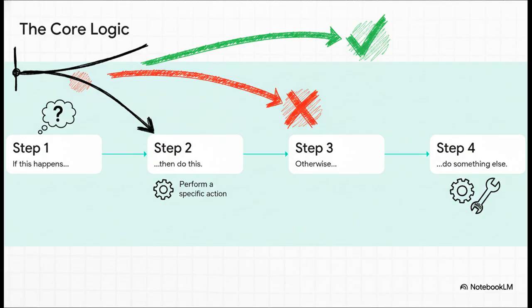It all boils down to this. If this one thing is true, then you do this specific action. Otherwise, well, you do something else entirely. This simple if-then-else idea, it's the foundation of pretty much all complex software logic out there.